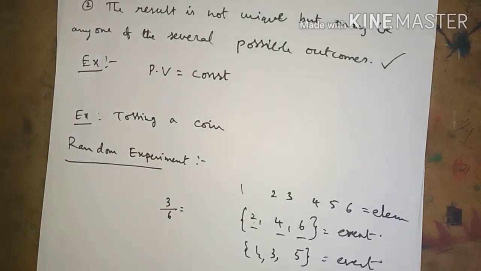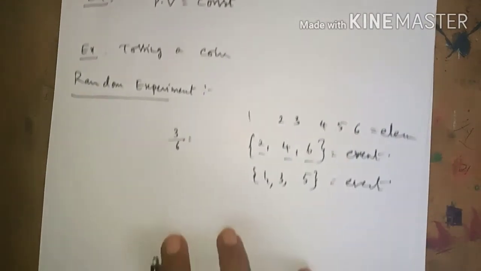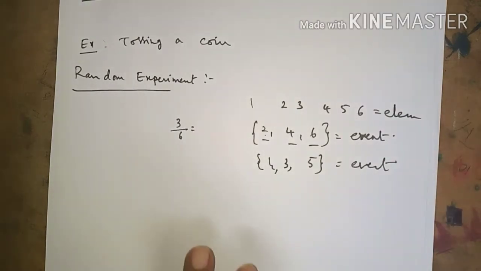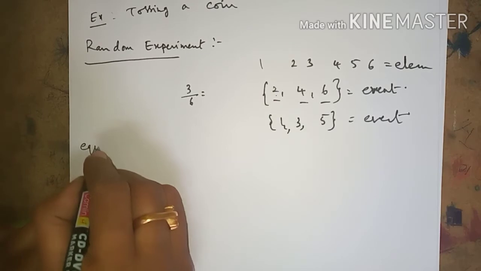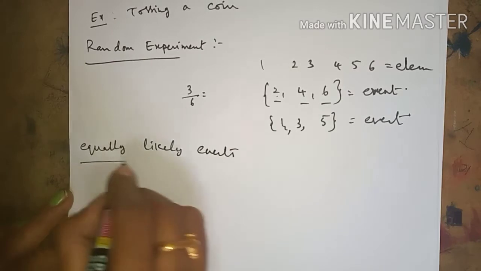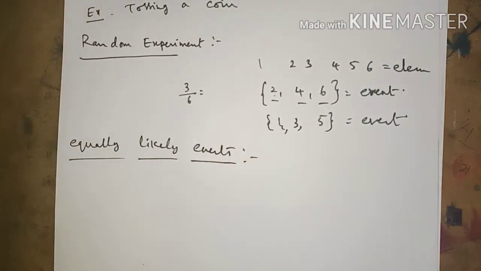Now the next one is equally likely events. What is meant by equally likely events? When will you say events are equally likely? Events are said to be equally likely if there is no reason to expect any one of them rather than the other.